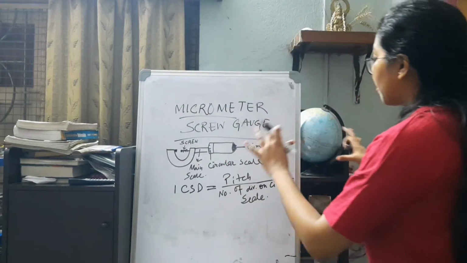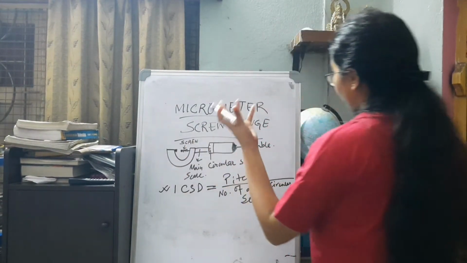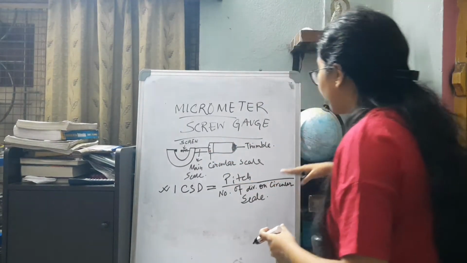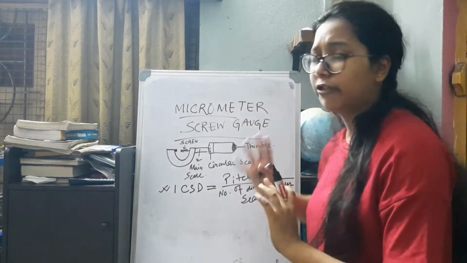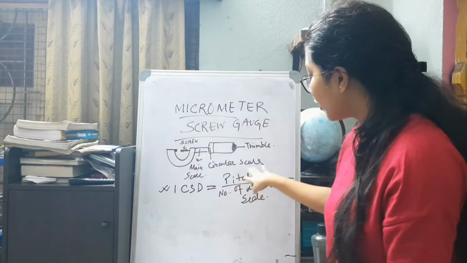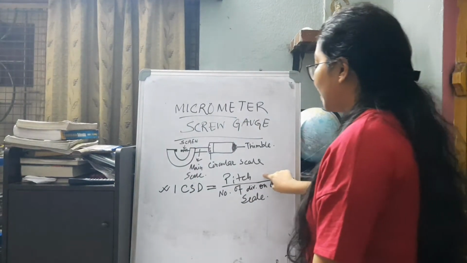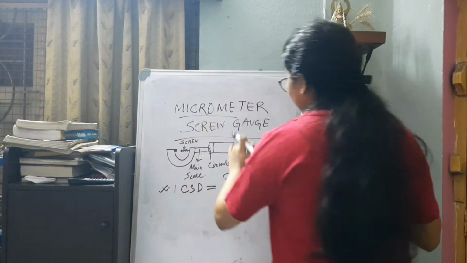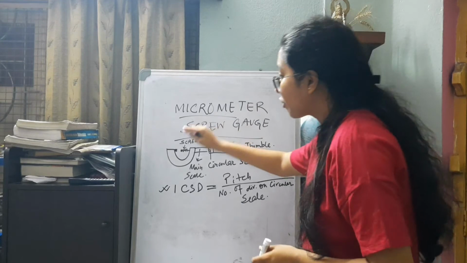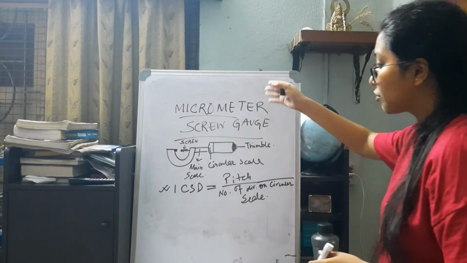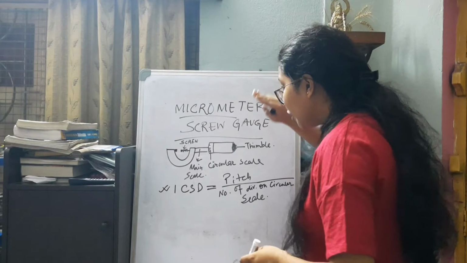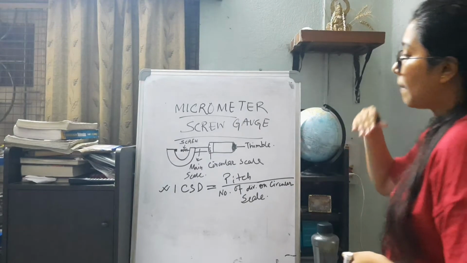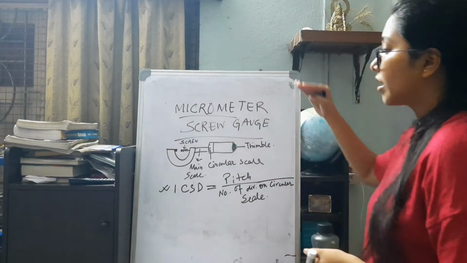So you can actually remember this formula. If you understand this, you can already remember it. That is, 1 CSD is the total pitch divided by the number of divisions on the circular scale, which is generally 50 or 100. The total pitch, the moment I say this, is nothing but the linear distance which the screw moves when it is rotated. So for the entire rotation of the circular scale, suppose there are n number of divisions in the circular scale.